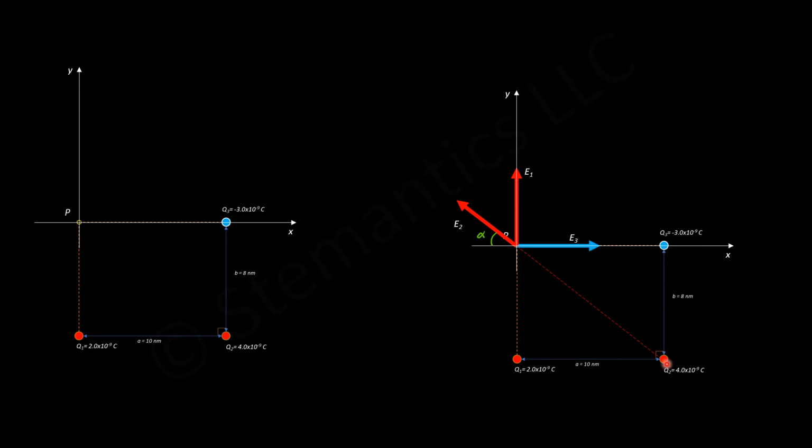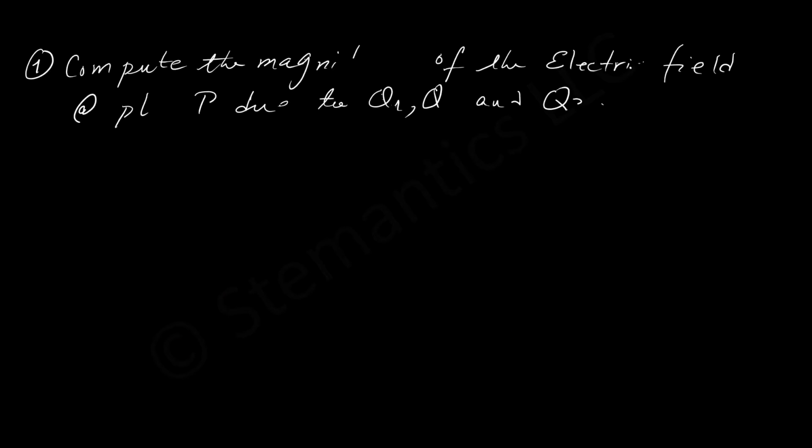And from Q2, which is positive, the field at point P is away from Q2 along the line joining them. All right, we know the distances A and B are in nanometers, and here are the charges in coulombs. Okay. So first of all, we have to compute the magnitude of the electric field at point P. We just drew the directions. Right now, I want to compute the magnitudes.